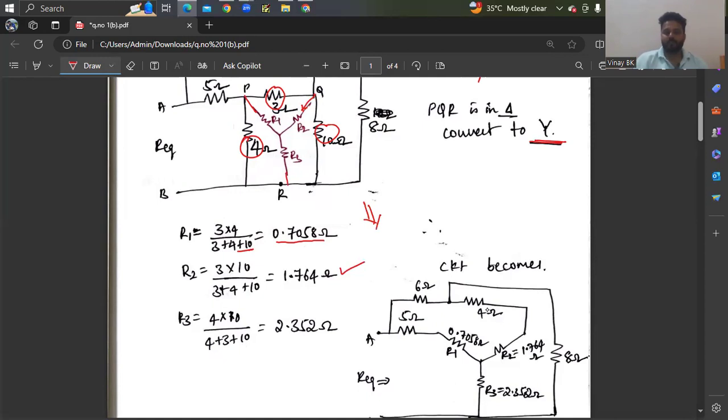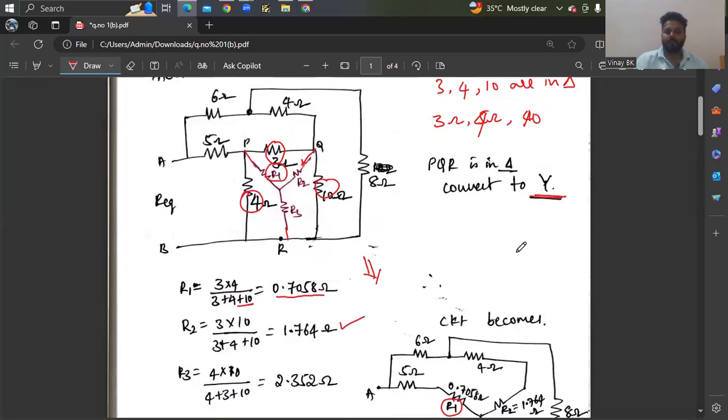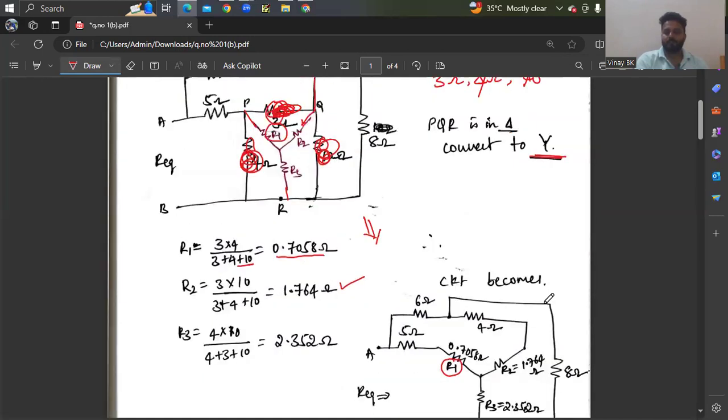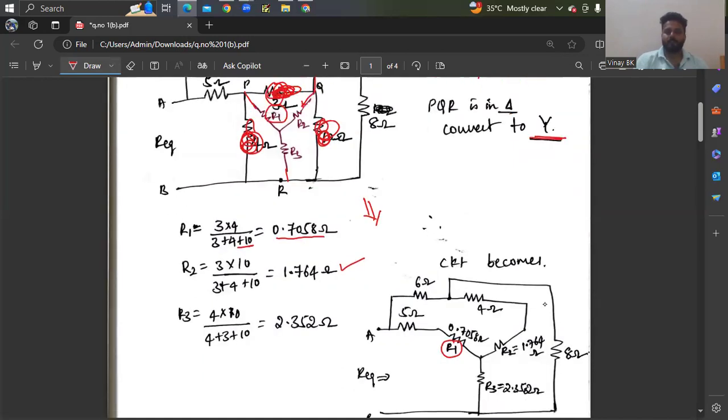Therefore, the circuit looks like this. From A, the 5 ohm goes to R1, then R2 goes to the 4 ohm, and there is the R3 resistor. The circuit looks like this: 5 ohm to R1, R2 to 4, R3 here. You can see the rearranged circuit diagram.